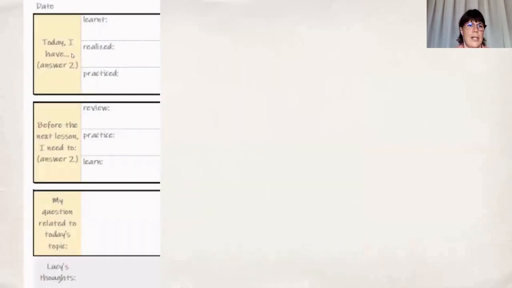So here they write down what they have learned, realized, or practiced. They have to answer 2 of these points. Next one. Before the next lesson, I need to either review, practice, or learn. Again, they need to answer at least 2.